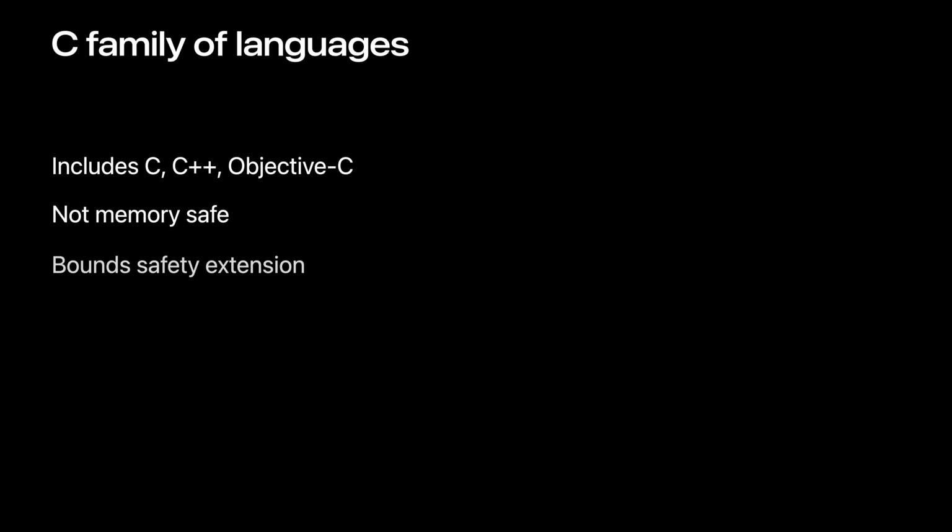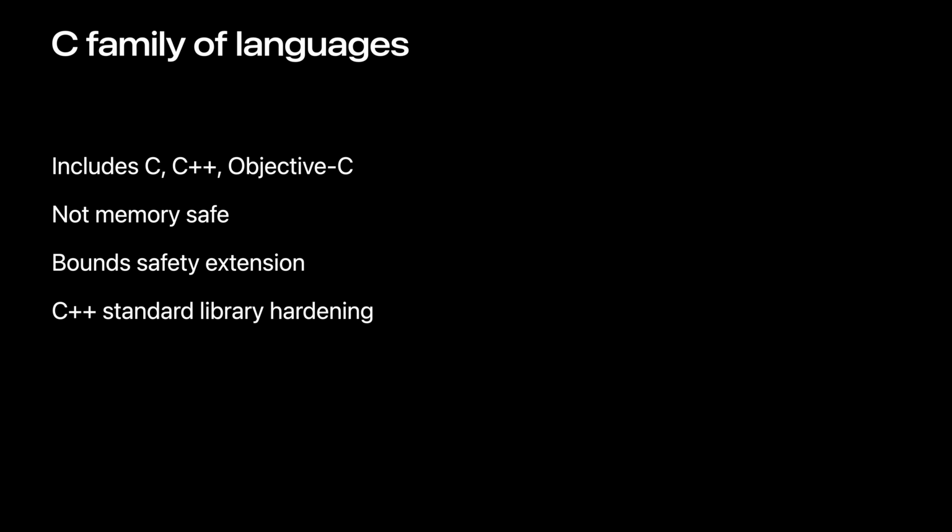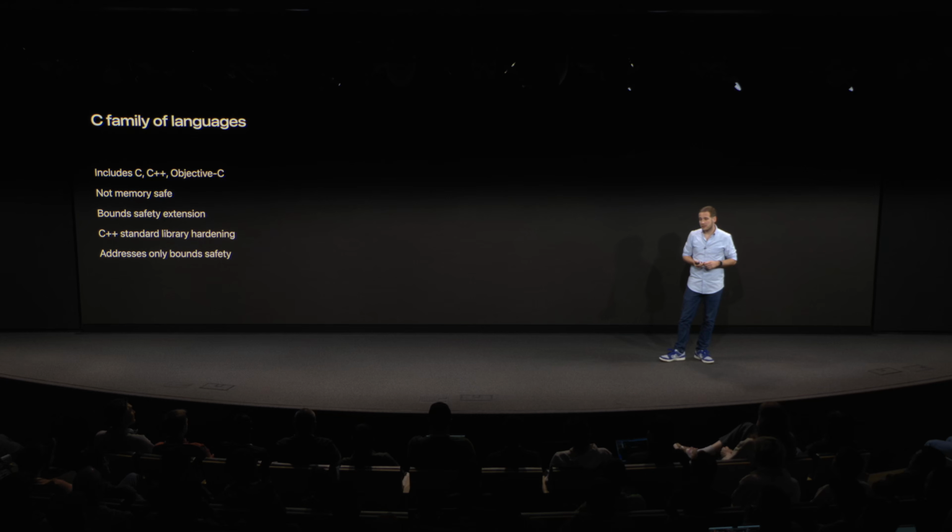Of course, many apps have large existing code bases written in the C family of languages. They are not memory safe. Enhanced Security does provide tools such as -fbounds-safety and its annotations for C, and C++ standard library hardening to help you reduce the risk of bound safety errors. But think of them as a stepping stone on the way towards memory safety. They're not the final goal because they don't address those other 4 axes.